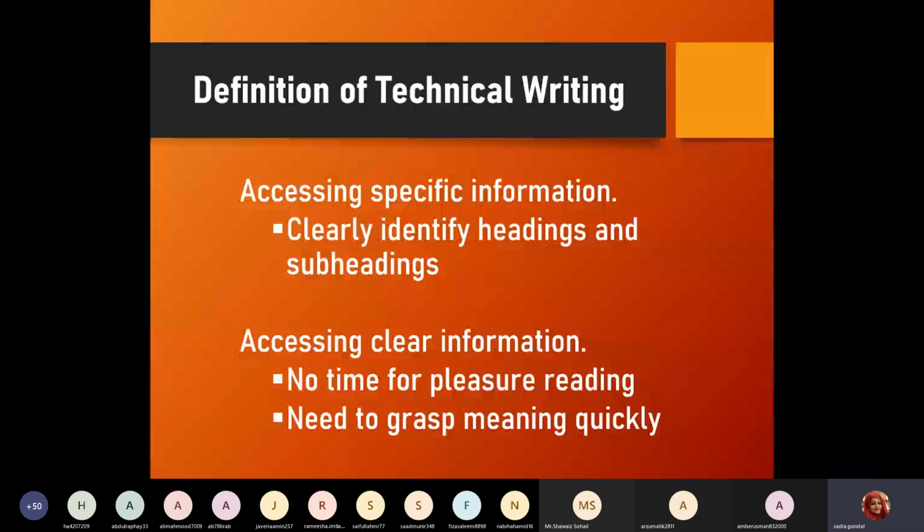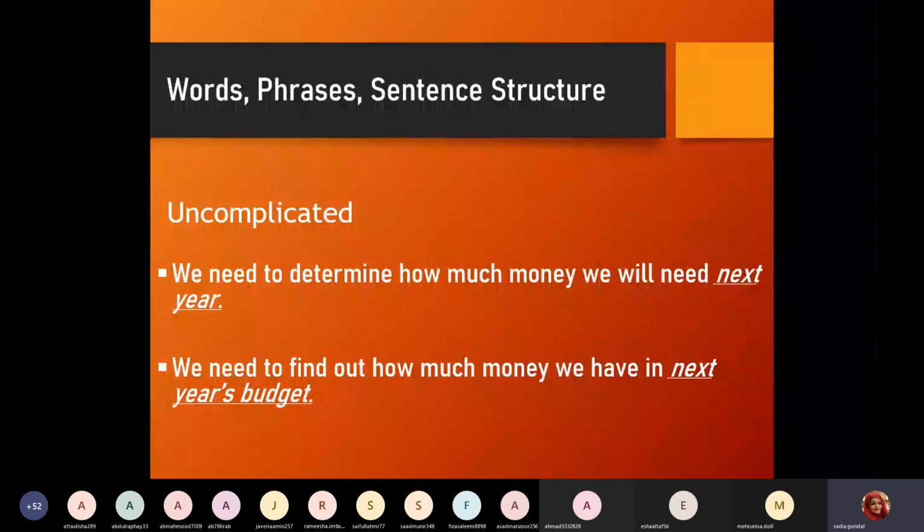The next important factor of technical writing is that you always have to give clear information. There is no room for providing double meanings to the reader, thinking that maybe this meaning would be understood by the reader because I know the meaning. Make sure that you're not beating about the bush, you are clear about the words, you're clear about the meanings, you're giving specific information with headings and subheadings so that the reader grasps the meaning quickly and executes the mission. So you'll have to keep in mind the style of words and phrases and sentence structure. Make sure that your writing is uncomplicated.